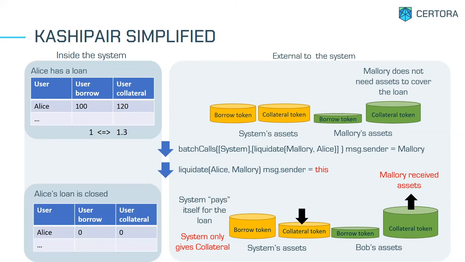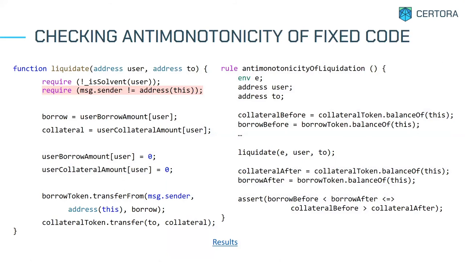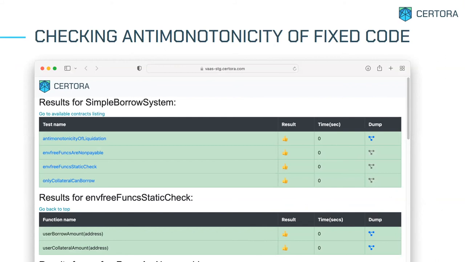Of course, luckily we told the Sushi team this before the code was deployed, and they changed the code. There are different ways to change the code. One way, which is simple, is that you make the message sender not equal to address this. So you change the code, and then the tool will tell you that all the rules hold. Again, it doesn't mean that you don't have bugs, but it means that at least you verified that these rules hold before the code is deployed. Questions so far?